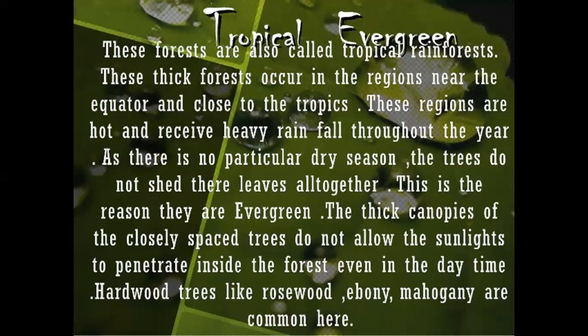As its name suggests, these types of forests are found in the equatorial region. These forests are also known as rainforest or selvas. The equatorial region lies between 10 degrees north and 10 degrees south of the equator. These regions are hot in terms of climate and receive heavy rainfall throughout the year. As there is no particular dry season, the trees don't shed their leaves altogether, and this is the reason they are all evergreen throughout the year.